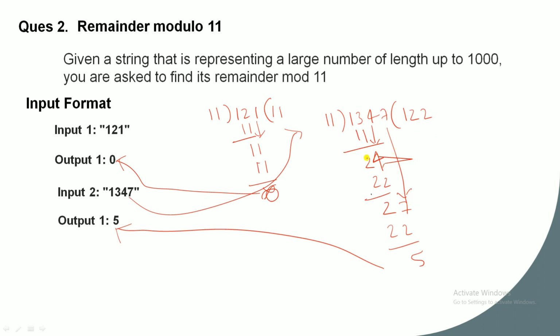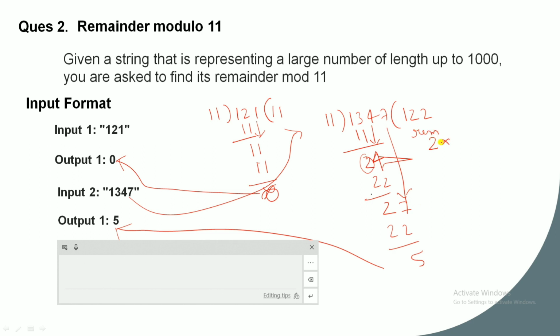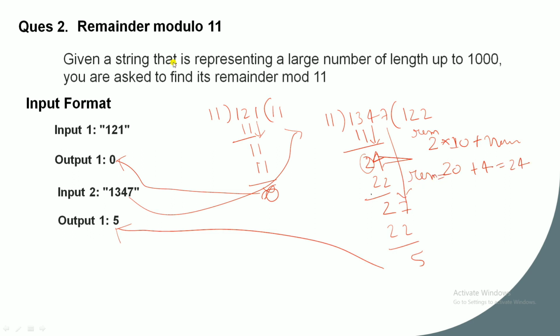So what is the trick here? We know the remainder is 2 and this 4 is coming down. We know the concept, but while we code, how can we represent this? We will represent it as remainder into 10 plus the next number. So this will be 20 plus 4, which is 24. This will be the actual number which we have to divide again. So move on to VS Code, and we will see how to code.